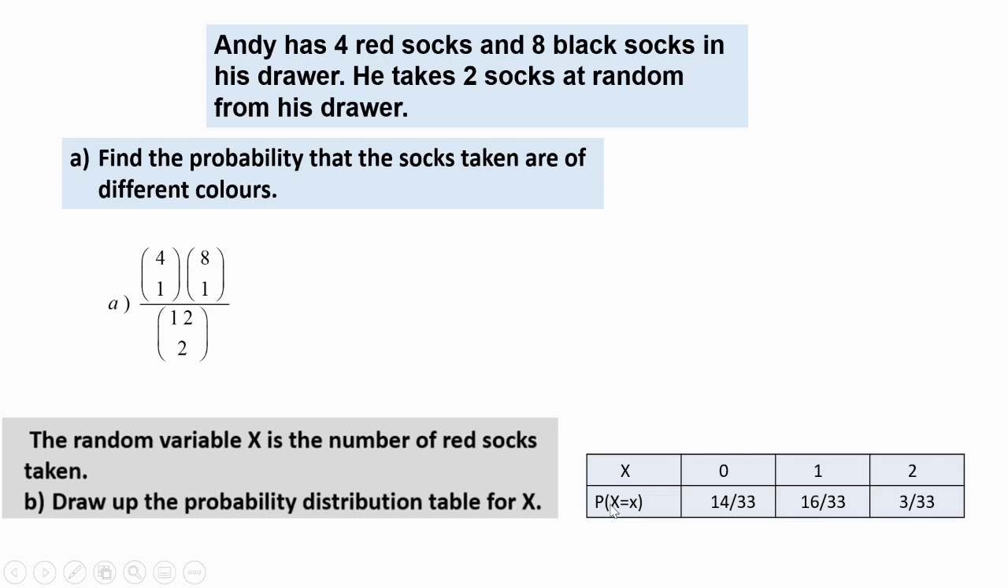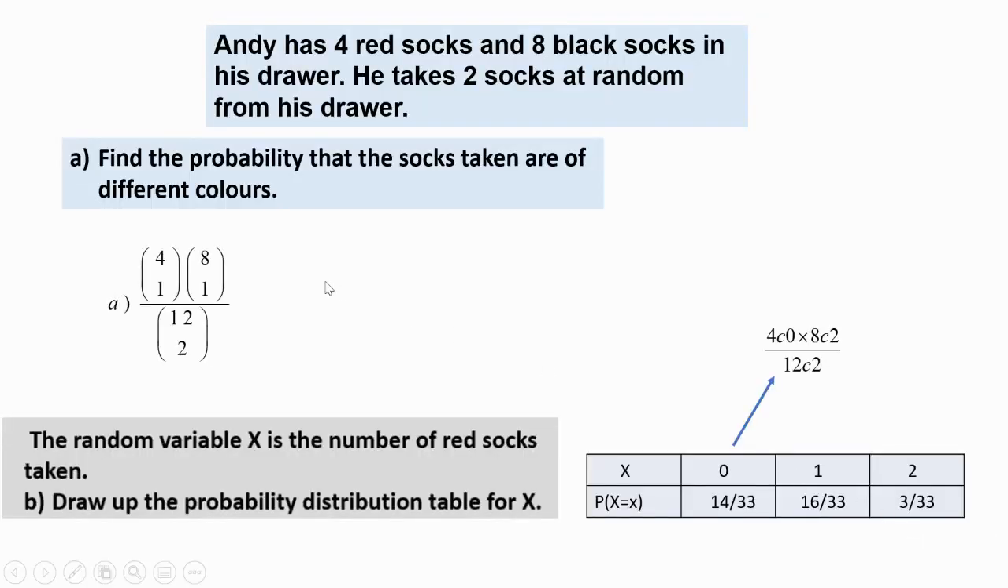x equals 0, in other words, I get 0 red socks, would be, I would chuck it into this formula. So that would have been 0 red to black, but I'm still choosing 12C2. So that's 14 over 33. And then likewise, 1 is, well, that would be that solution over there. And if I subbed in 2, it would be 4 choose 2 times 8 choose 0 over 12 choose 2. And that will give me these 3 probabilities.